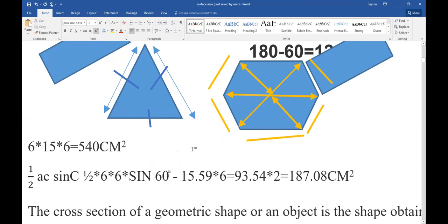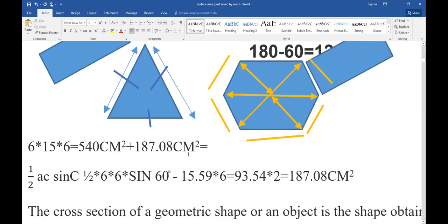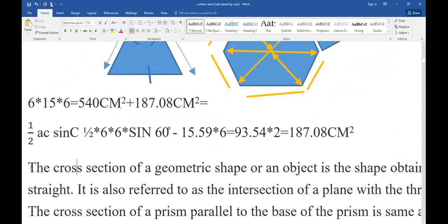And remember, I also have 187.08. So what I'm going to do here is put a plus sign, and then I add this. Then I paste. And that one now you can write, and then you can find its answer, which I think is not going to be hard for you. So this is how you can find the surface area of a hexagonal prism.